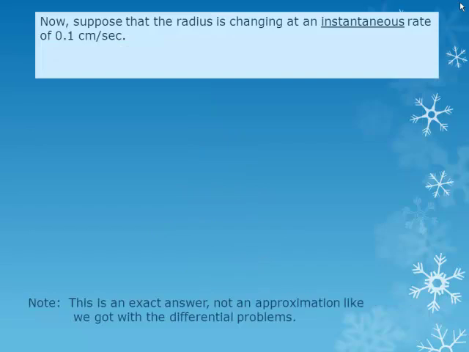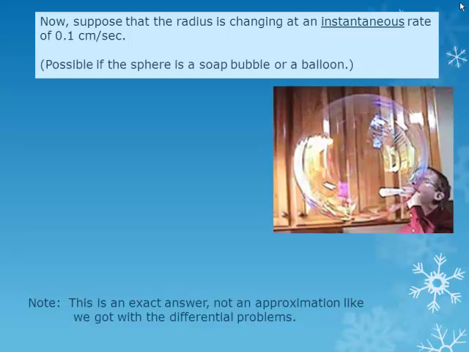Now suppose that we have a radius that is changing at an instantaneous rate of 0.1 centimeters per second. So imagine kind of like the snowball, but it's increasing because we have a positive 0.1 centimeters per second. So my sphere is getting bigger, the radius is getting bigger by 0.1 centimeters per second. You want to think about a soap bubble or a balloon getting bigger over a period of time. Again, I have a relationship between my volume and my radius. It's 4/3 pi r cubed, the volume of a sphere.